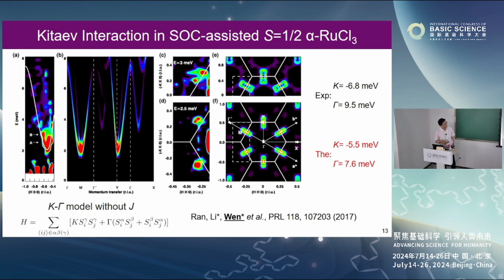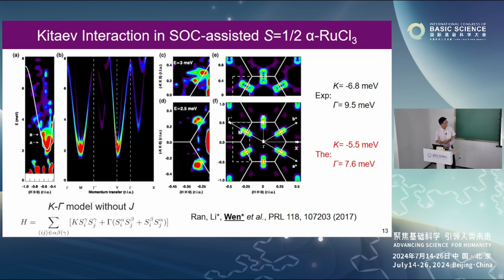And finally, we found that it has a very large Kitaev interaction of about minus 6.8 meV, which means that the Kitaev interaction is ferromagnetic. And this is very close to the theoretical values without fine-tuning. So it is very good that in this material we find that the anisotropic Kitaev interaction can really be achieved in a real material with the aid of spin-orbit coupling.